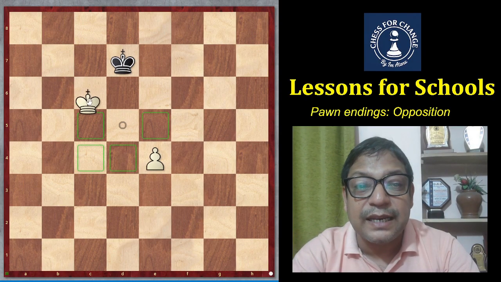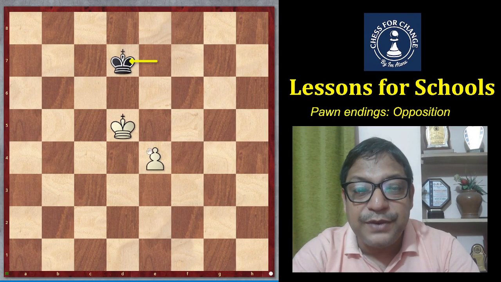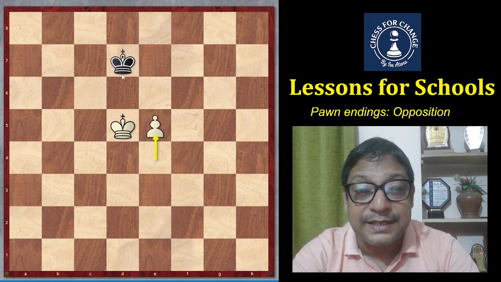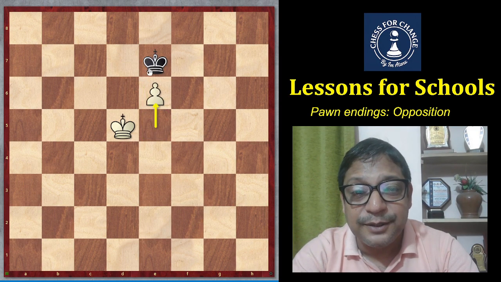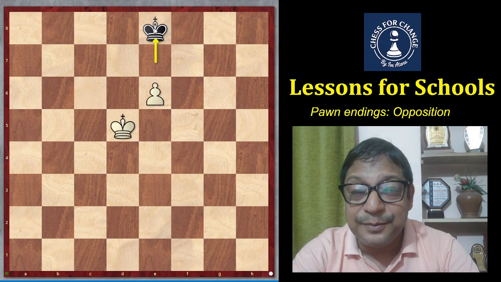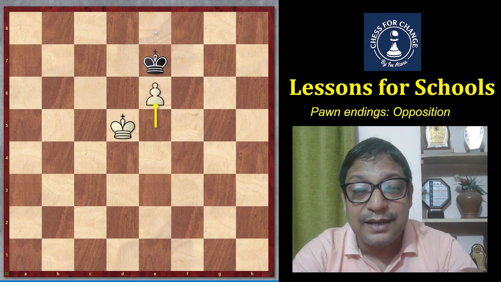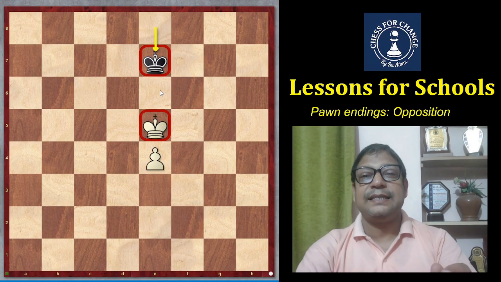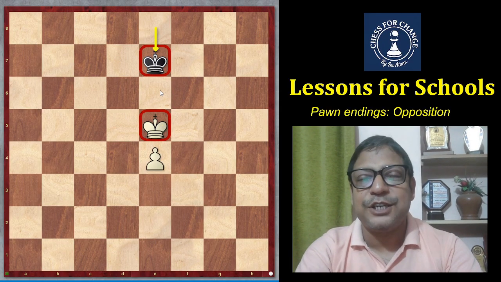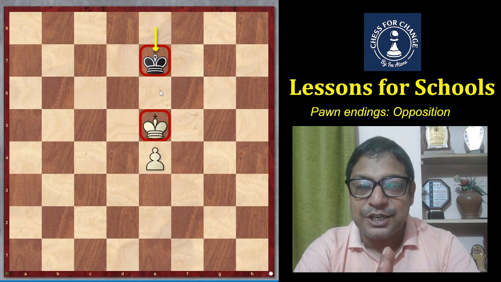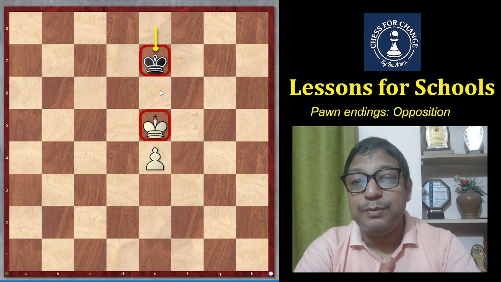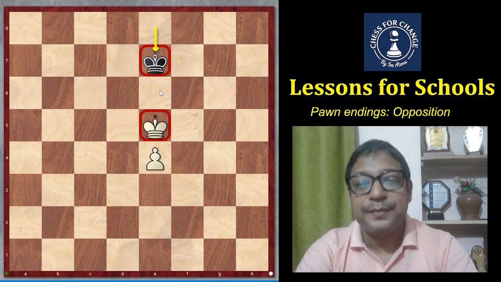So white's king is unable to go further up, and if he advances the pawn, then we already know it's an easy stalemate defense. The king stays as close as possible and it goes straight back, and we have learned it's an easy draw. So opposition is a very simple instance where the kings stand in front of each other on the same color, and whoever moves, his opponent has the opposition.